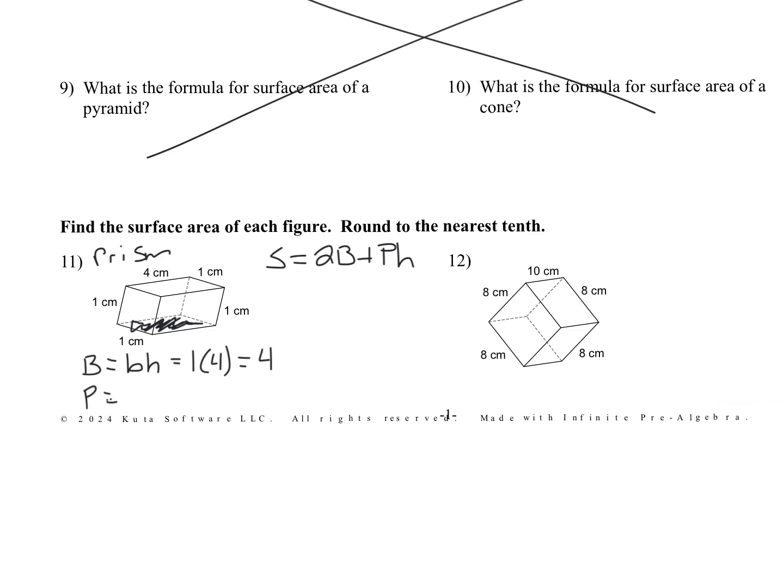Moving to the right, capital P stands for perimeter of the base. How do I find the perimeter? Add up all the sides. What are all the sides? 1 plus 4 plus 1 plus 4 is 10.